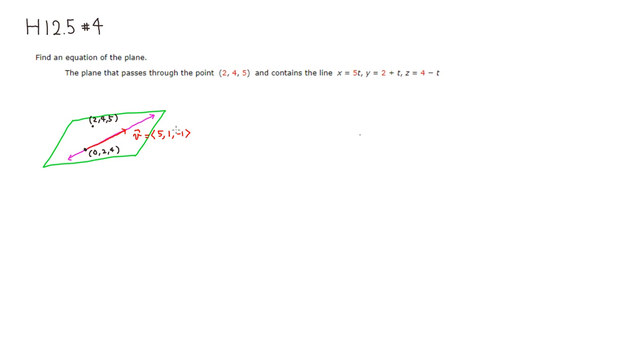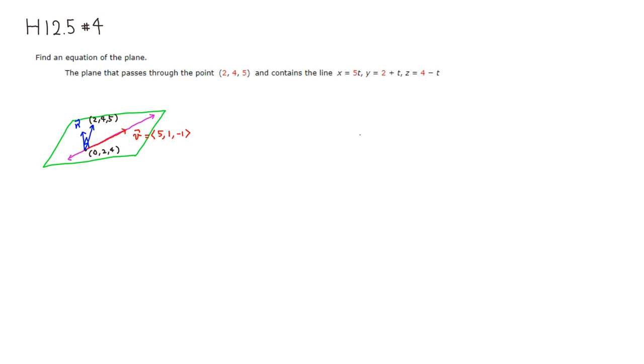Then we want to find a vector perpendicular to the plane. So we're looking for a normal vector n, and we know this is going to be perpendicular to the line, of course. It's also going to be perpendicular to another vector in the plane. So we can find the normal vector by simply taking the cross product between these two vectors.